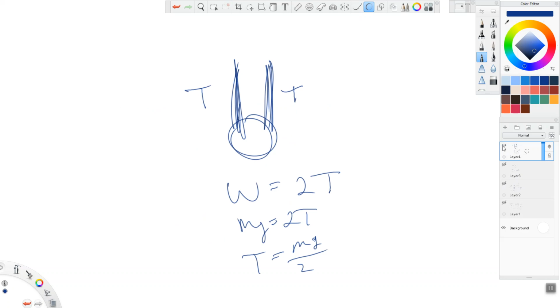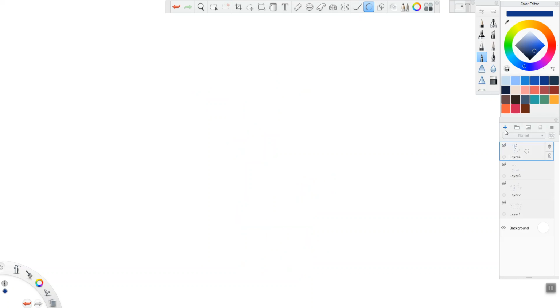Last one is if I held two cables holding an object, the weight would just be 2T because there's no horizontal component to your forces. And then the last thing I want to do, kind of off the cuff: what if I have an object that is not moving on a ramp?